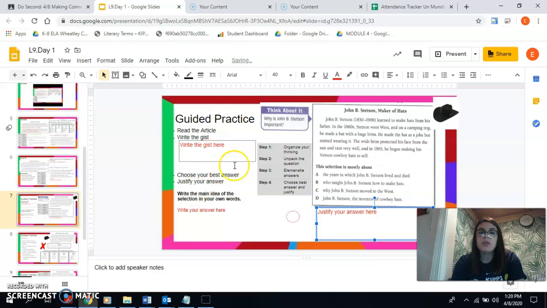All right? So step 1, organize your thinking. Step 2, unpack the question. Step 3, eliminate the answers. And step 4, choose your best answer and justify.